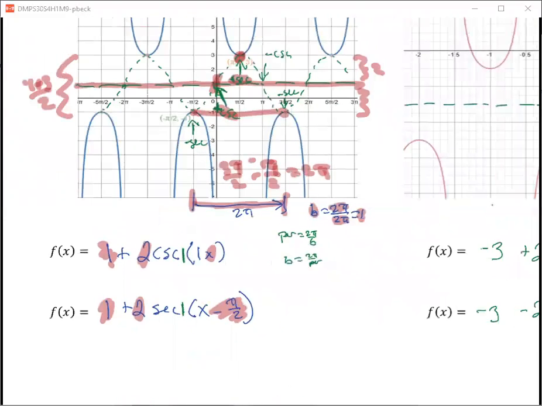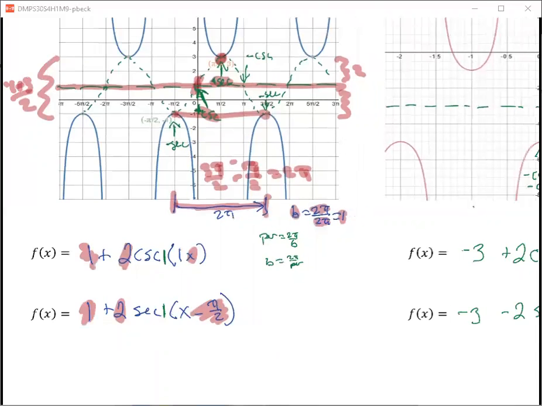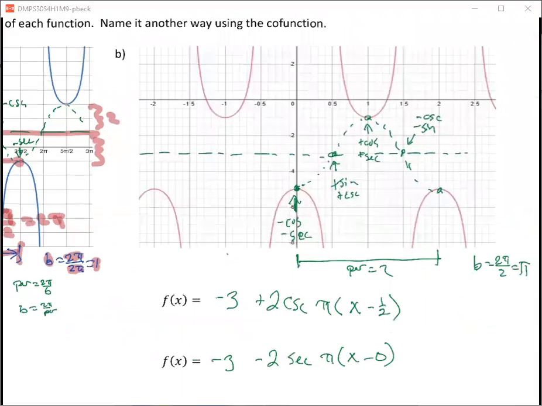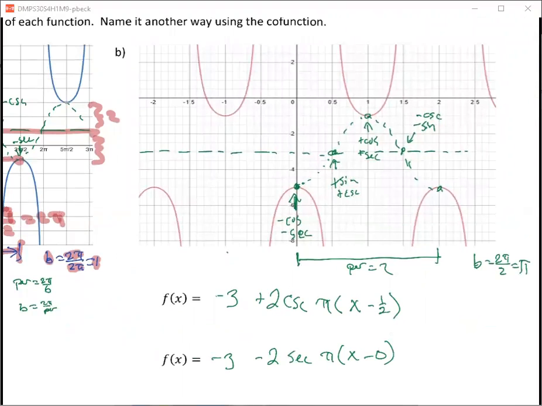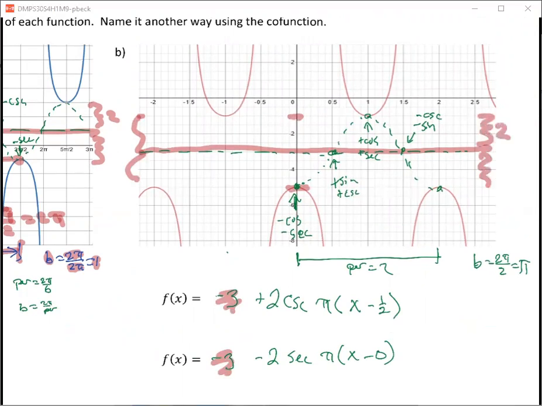And then we just put it all together for the cosecant or the secant function. So let's talk through that one more time. The average of -1 and -5 is -3. So that is our equilibrium. Second thing is that distance is 2. So the amplitude of the sine or cosine is 2. So the coefficient of the secant or cosecant is 2.